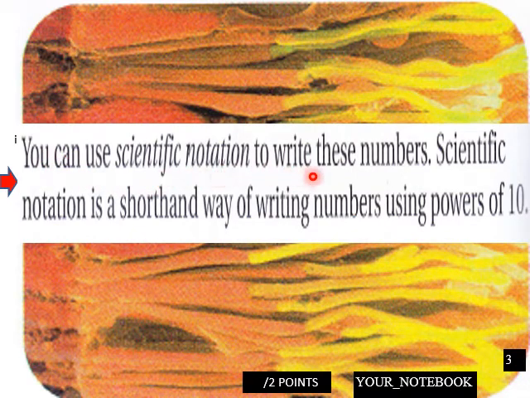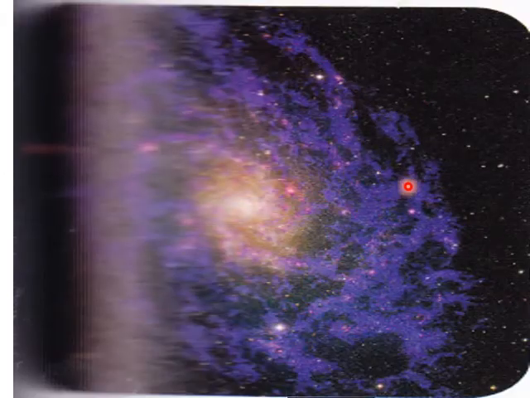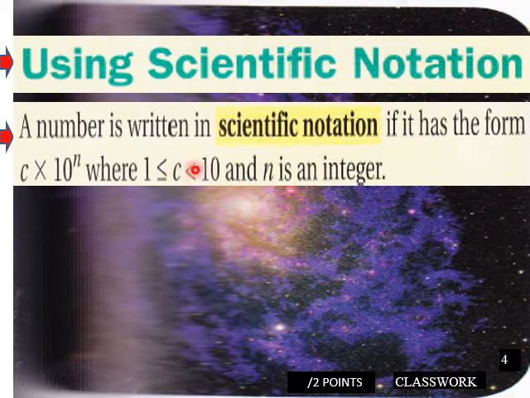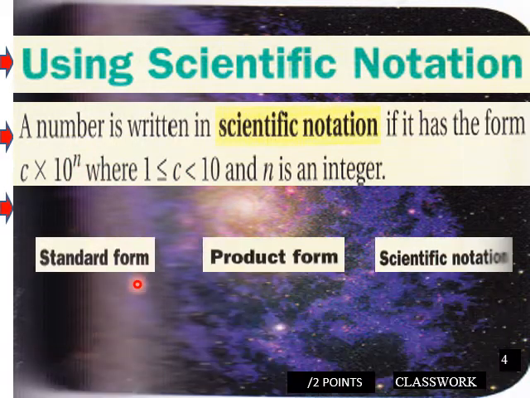You can use scientific notation to write these numbers. Scientific notation is a shorthand way of writing numbers using powers of 10. A number is written in scientific notation if it has the form c times 10 to the nth, where 1 is less than or equal to c and c is less than 10, and n is an integer exponent there.